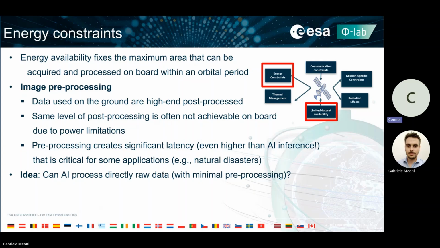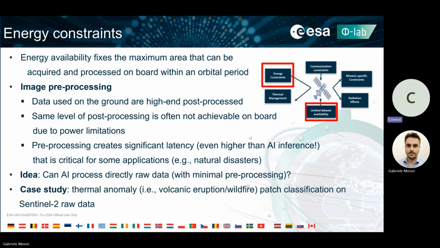Maybe not for all applications, but for some applications. This is because if you can, you save energy, you save time, and maybe the AI model works anyway. So that's what we are trying to do, to see if the AI model can process the raw data for thermal anomaly detection, volcanic eruption, wildfire. Why did we pick this application? Because especially for the wildfire, it's very important to provide a timely response. So it's a very good application for onboard AI.